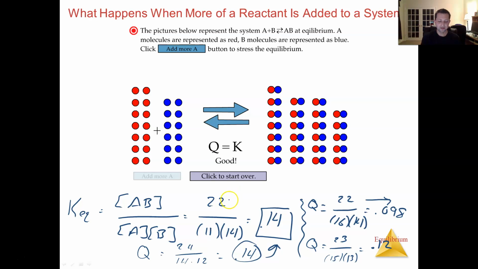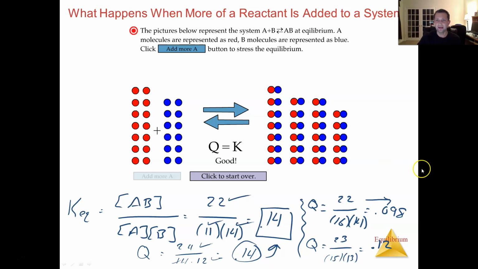We had initial concentrations of 22, 11, and 14, and then we added the stress, right? The reaction proceeded to undo that stress. We ended up with 24, 14, and 12 as our concentrations. So they're different, but the ratio remains the same.